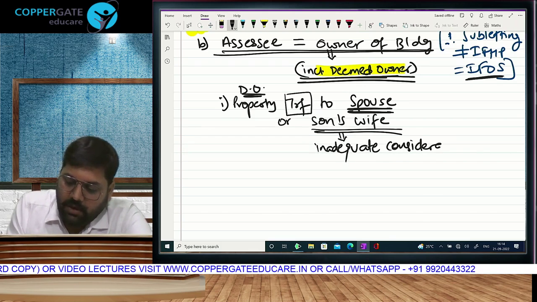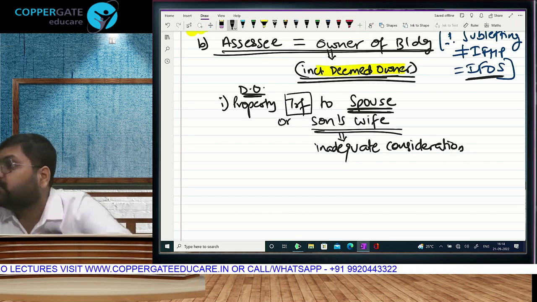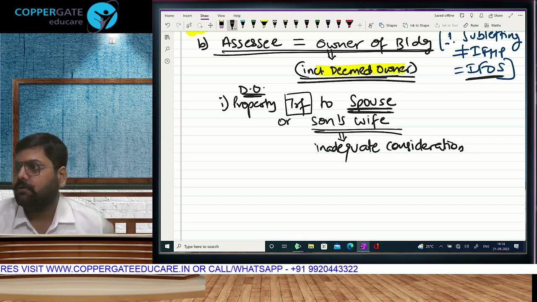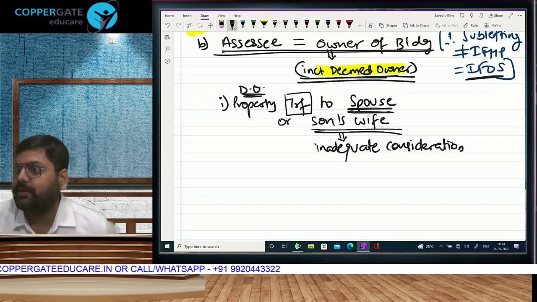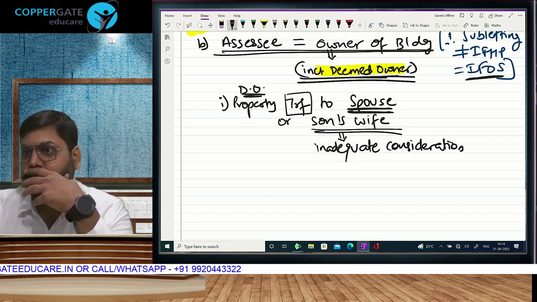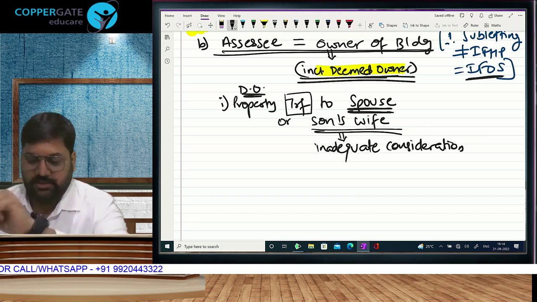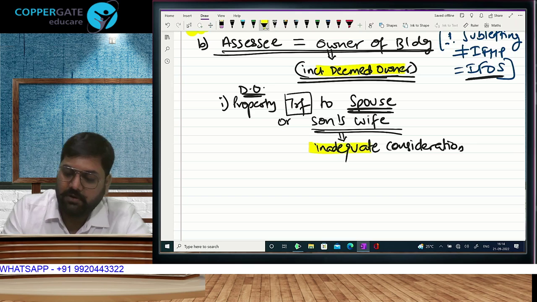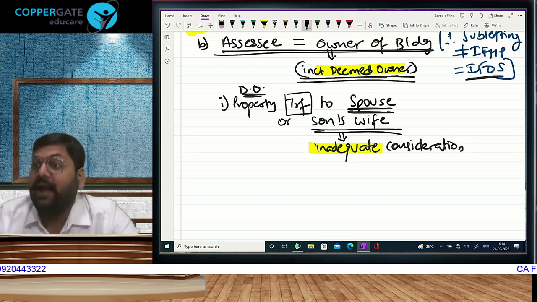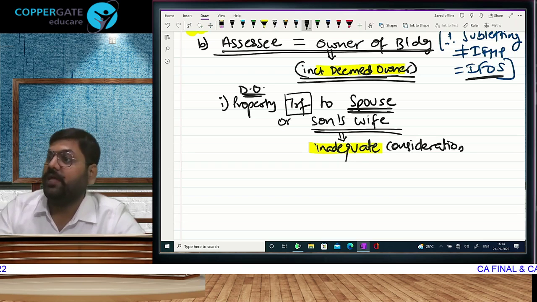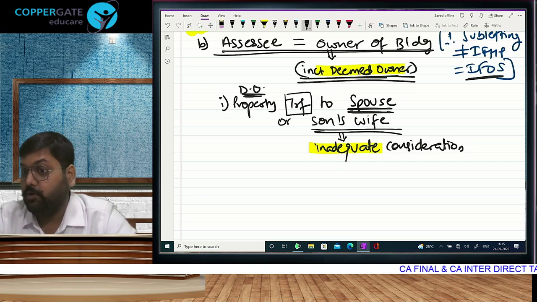But this transfer was done for an inadequate consideration. If I sell my house to my spouse or son's wife, sale I can do to anybody on the planet. And when I sell, I will show the profit also, under capital gains, so income tax has no problem. If I show capital gains and pay tax on it, no problem. But I have sold it for inadequate consideration. That means, am I showing the proper capital gains? No. And now, legally, in whose name is the property registered? Spouse.